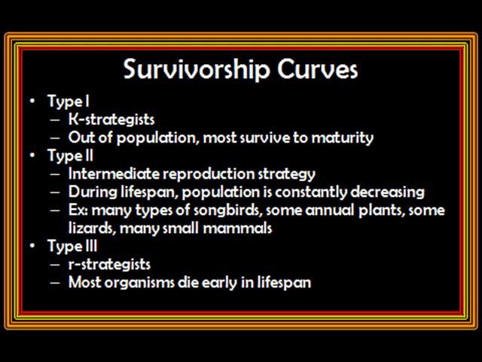Type 2 survivorship curves are an intermediate reproduction strategy. So during the lifespan, at any point in the lifespan, you basically have an equal chance of the offspring dying off. This is found in many types of songbirds. It's found in some annual plants, some lizards, and other small mammals as well.